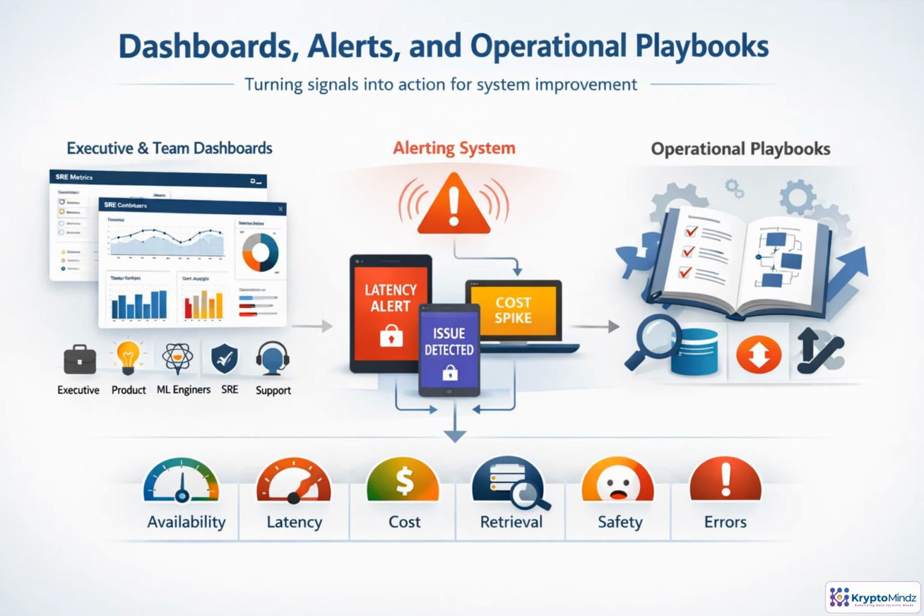Observability creates value only when it changes behavior. Dashboards should be tailored. Executives need business health, product owners need user impact, engineers need model and retrieval detail, and SREs need reliability signals. Track availability, latency, cost, token usage, retrieval quality, feedback, safety events, and provider errors. Alerts should fire only when action is needed, such as SLO breaches, cost spikes, hallucination risk, moderation failures, or outages. Every alert needs a playbook: likely causes, diagnostic queries, rollback choices, escalation paths, and first mitigations. That turns incidents into learning, not just noise.